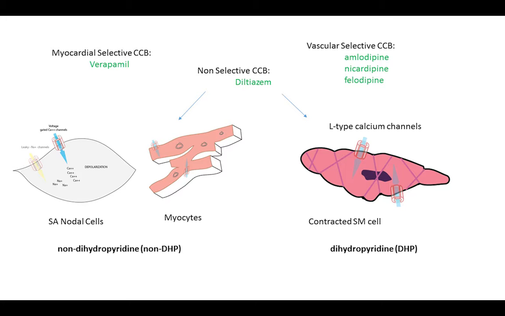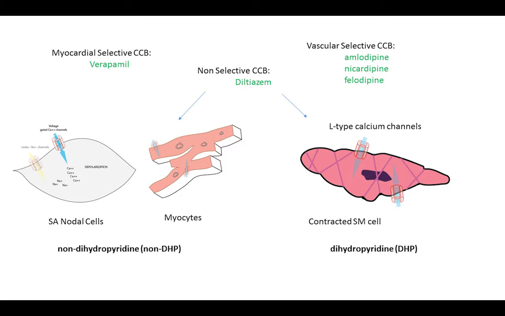One is verapamil, and it's known to be in a phenylalkylamine class. It's relatively selective for the myocardium and less effective as a systemic vasodilator. It's used to treat arrhythmias, also angina, and it reduces angina by decreasing the myocardial oxygen demand and reversing coronary vasospasms. Diltiazem is in what's called a benzothiazepine class, and it's intermediate between verapamil and DHP calcium channel blockers, so it has effects on both.